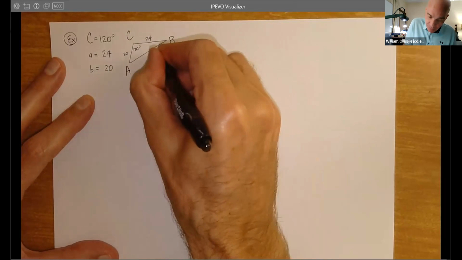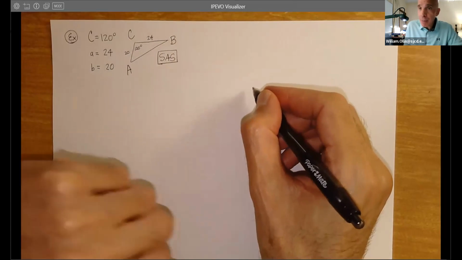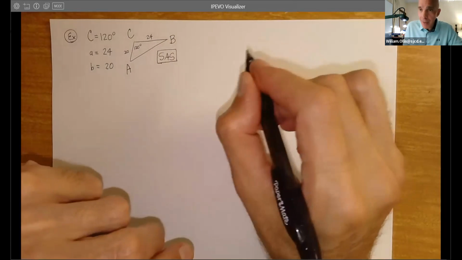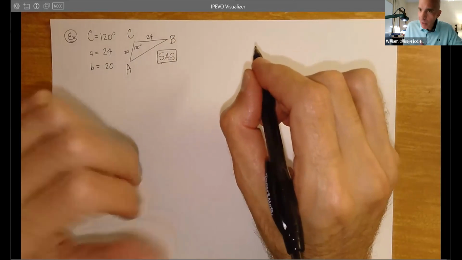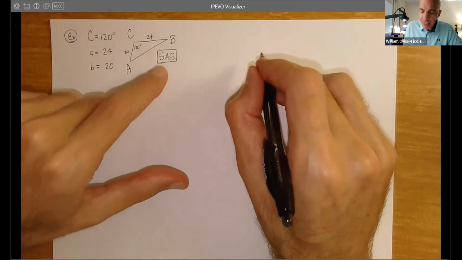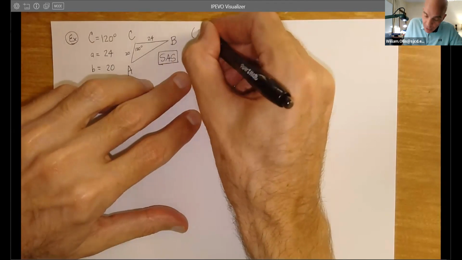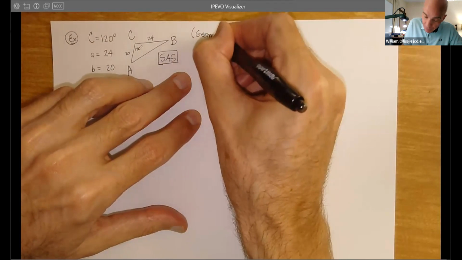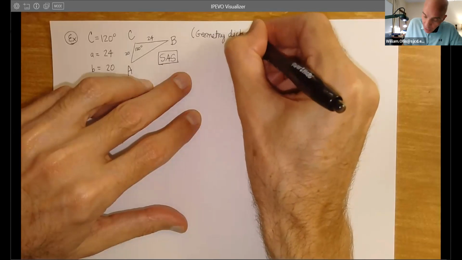Big difference. Side side angle is kind of a nightmare. That's the ambiguous case. So we don't have that. We have a better situation. Well, no discrimination against side side angle, but in this case, we have a fixed triangle. So geometry dictates one triangle.